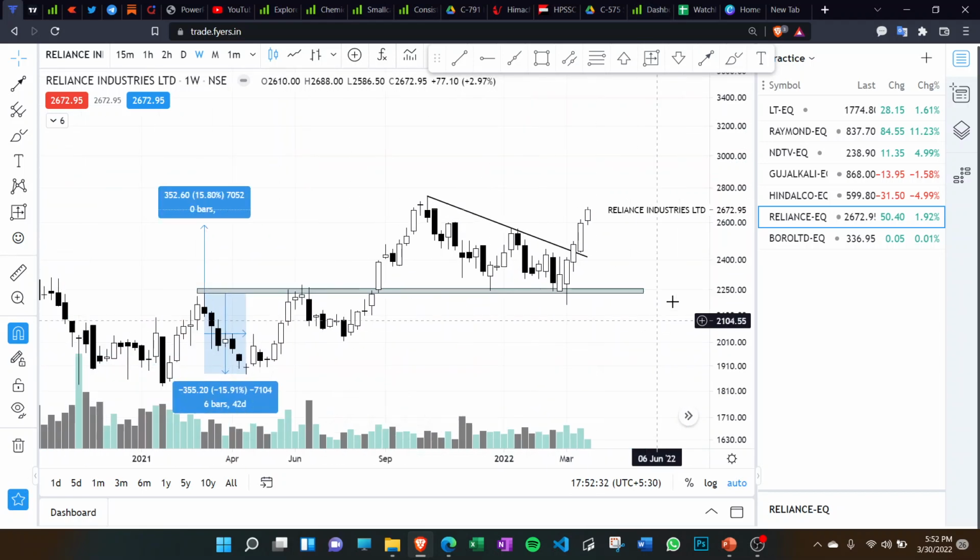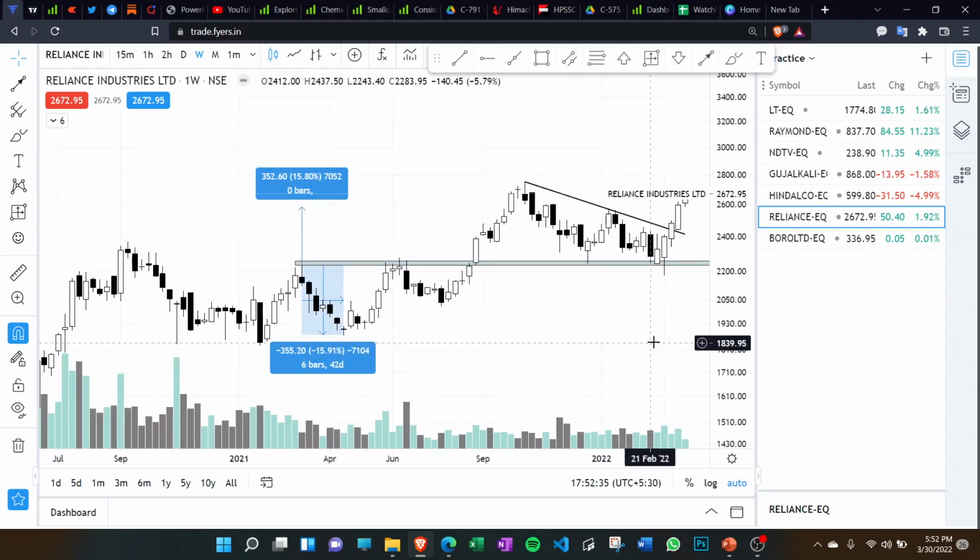So that is what this cup and handle is all about, the psychology behind it, how the target is calculated, and things to remember when looking for this target.